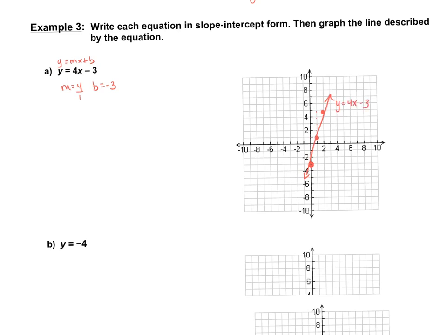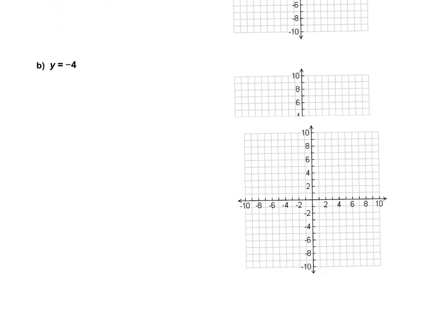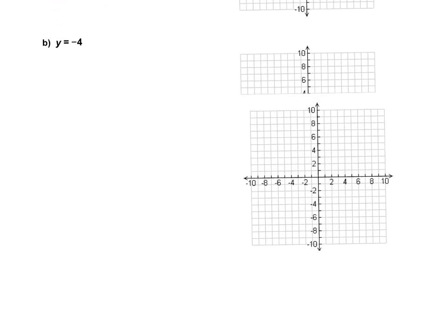Okay, example B, y equals -4. So for this one, it's in y equals mx plus b, but the x is missing. So the m must have been 0. And my b is -4. So the m is 0 and the b is negative 4. Well, y-intercept at negative 4 and a slope of 0. Remember, that's a horizontal line. Like if you're skiing, you'd go 0 miles per hour on that.